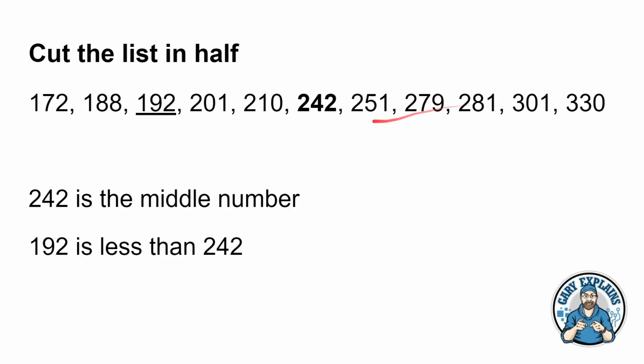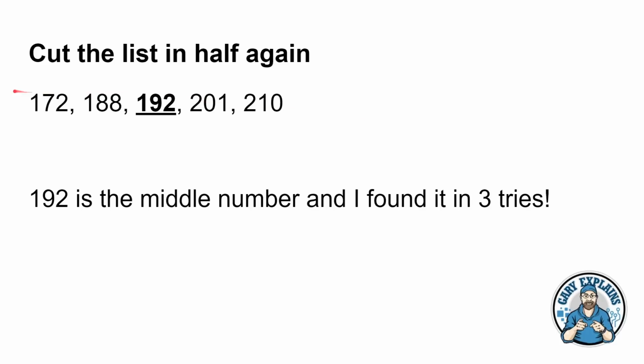242 upwards is no longer needed. So here's our new list of what's left over. I picked the middle number, and it actually happens this time to be the middle number, 192. And so I found it in 3 guesses. So we had 23 numbers, and in 3 guesses, I was able to find the number we were looking for.